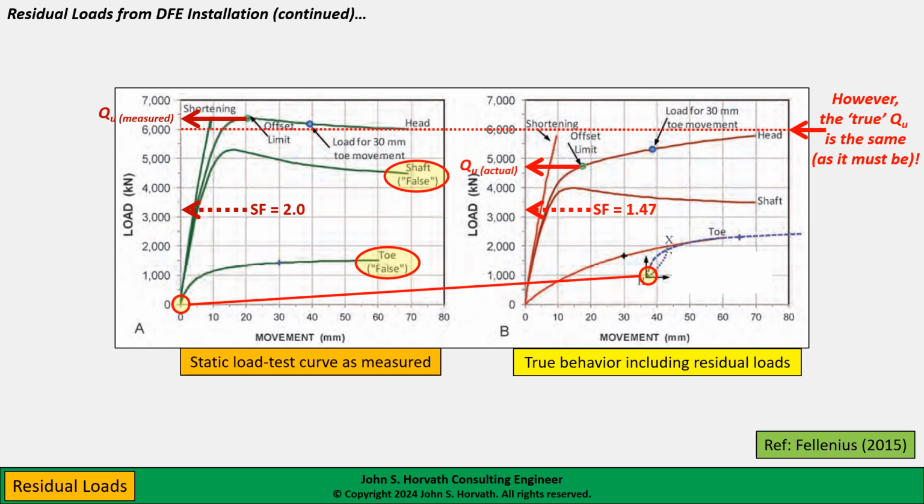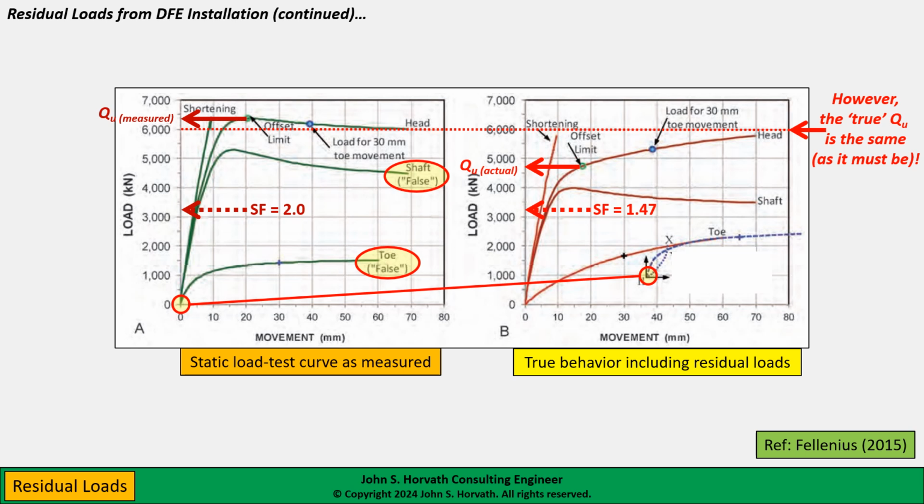Right? This is a point that I made earlier in this presentation, that residual loads do not take away from the geotechnical resistance of a DFE. They don't take away from it. They don't take away anything. They may borrow it temporarily until you reverse the direction of movement. But if you push that DFE in the ground enough, there is only ever one true geotechnical resistance along a DFE.